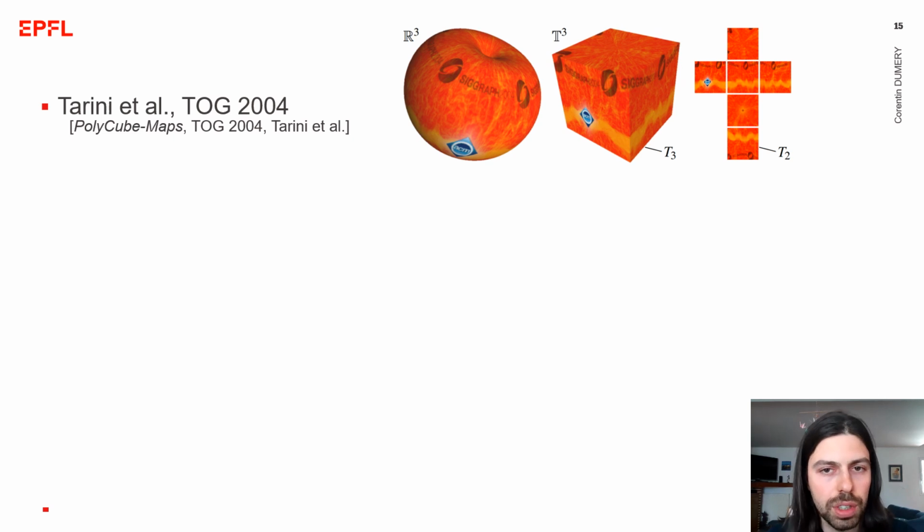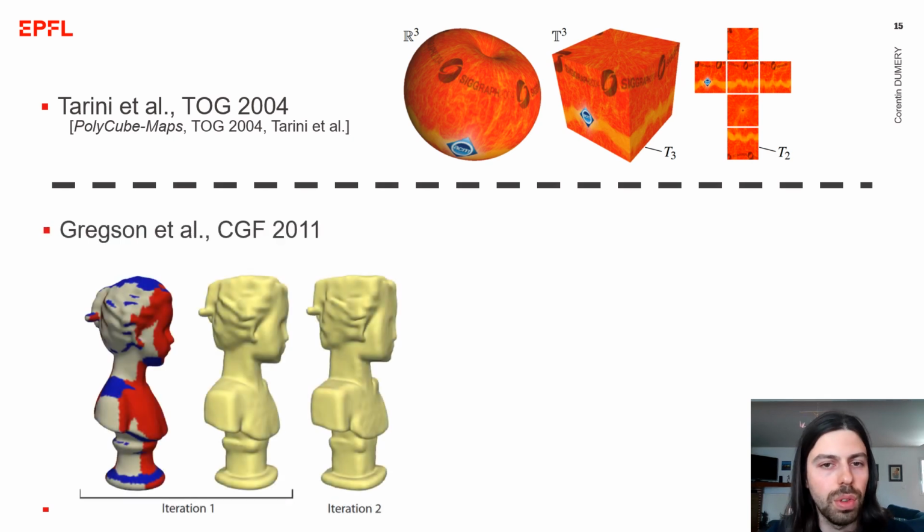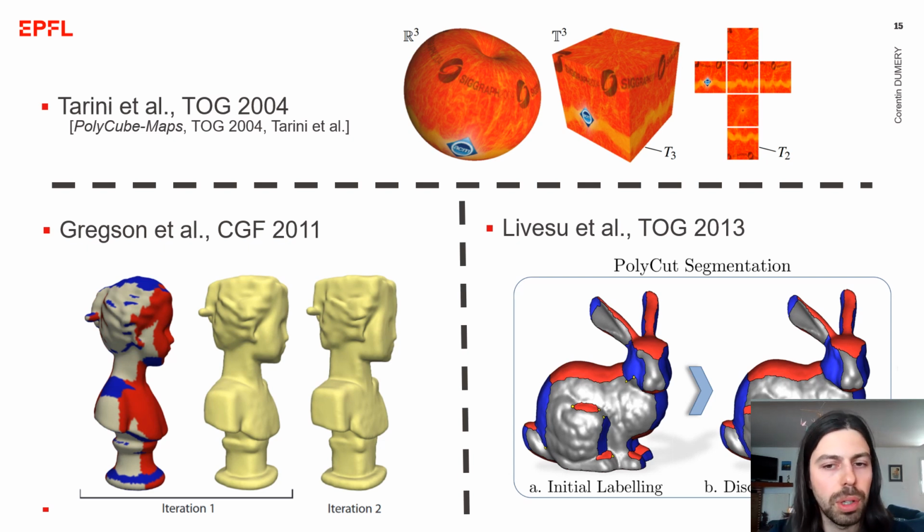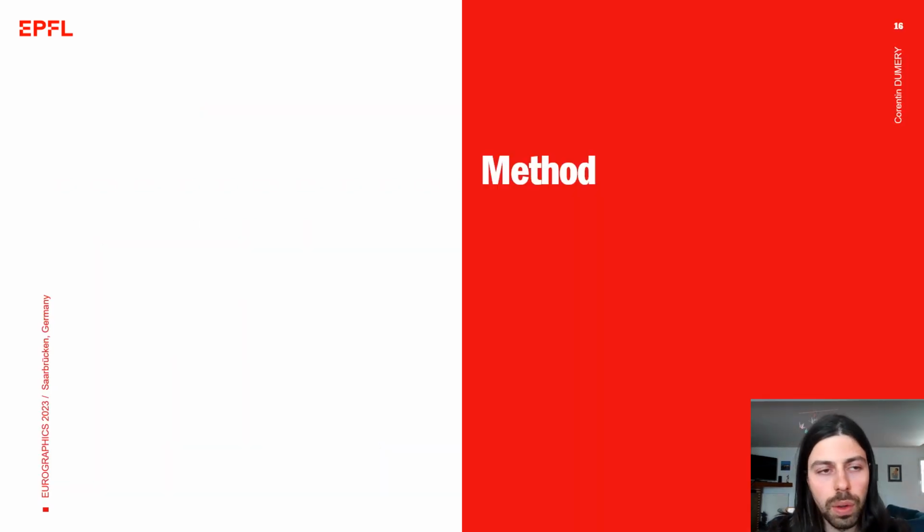So for a bit of context, polycubes were introduced in computer graphics by Tarini and colleagues, and were first used as a convenient approach to texturing. A few years later, Gregson and colleagues proposed a labeling method for polycubes, that is to say, coloring the mesh in blue, white, and red, corresponding to each of the principal axes. Then their method was refined by Livesey and colleagues, who further used a graph cut segmentation approach to improve on their labelings. Now, our method.